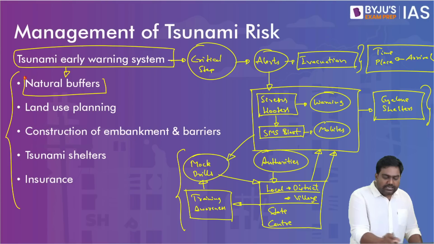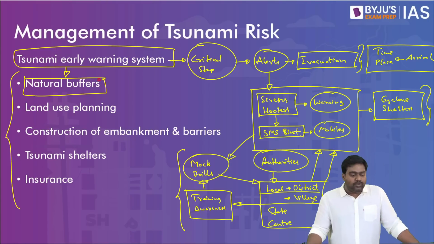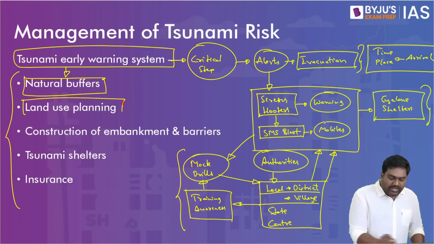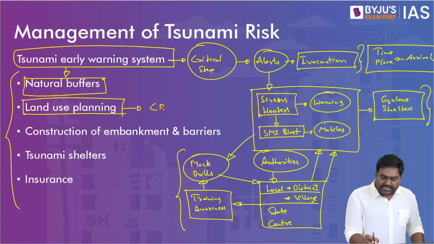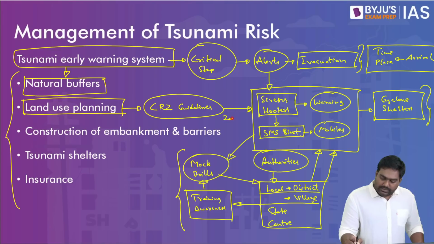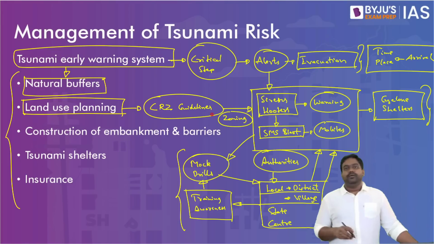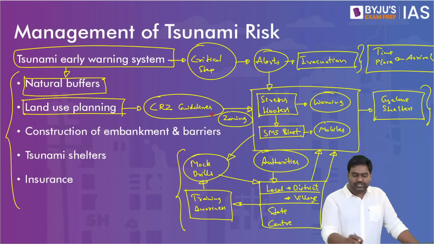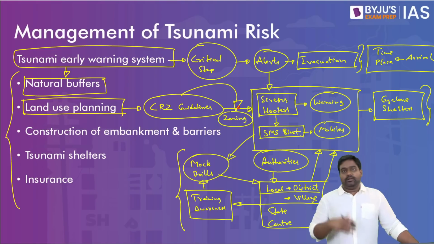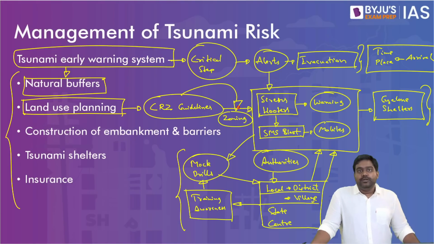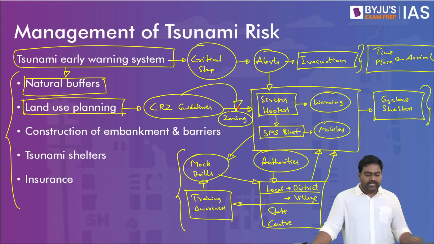Then, of course, you protect and conserve your natural buffers. You protect the mangrove cover, the tree cover. Land use planning, that is CRZ guidelines, and its enforcement will be critical in implementing the zoning standards. The coastal regulation zone guidelines brought out by the Ministry of Environment, Forest and Climate Change will restrict and regulate construction activities and human activities. So thus, it ensures the lesser presence of people near the coastline and automatically minimizes the threat.